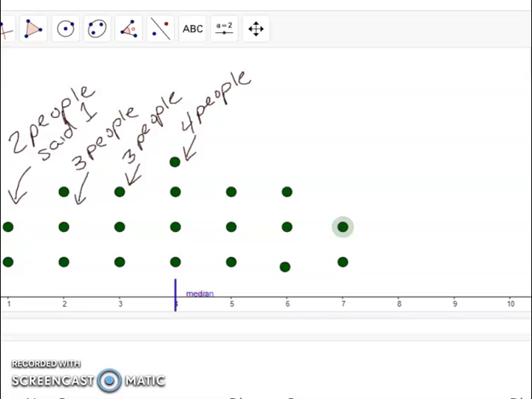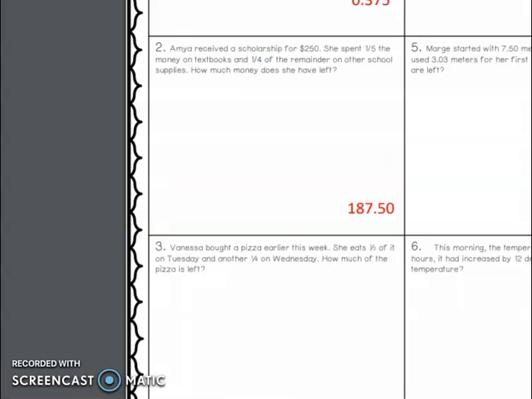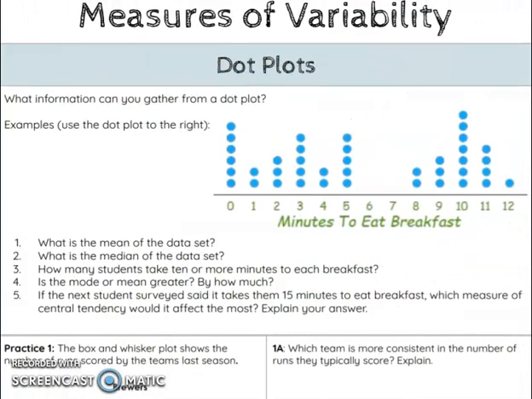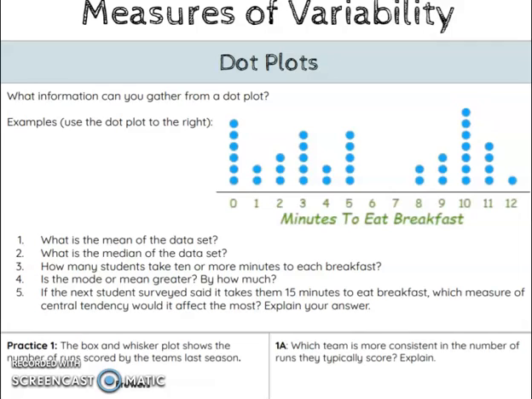Okay, so let's look at your note sheet called Measures of Variability dot plots. And let's do these questions together. Okay, so we have a dot plot. It says minutes to eat breakfast. What information can you gather from the dot plot?